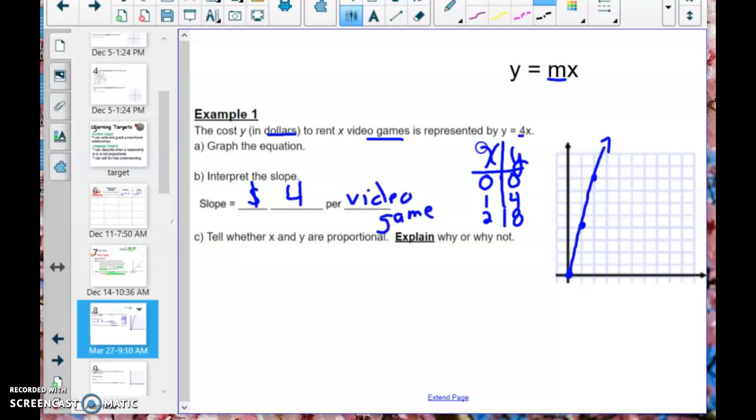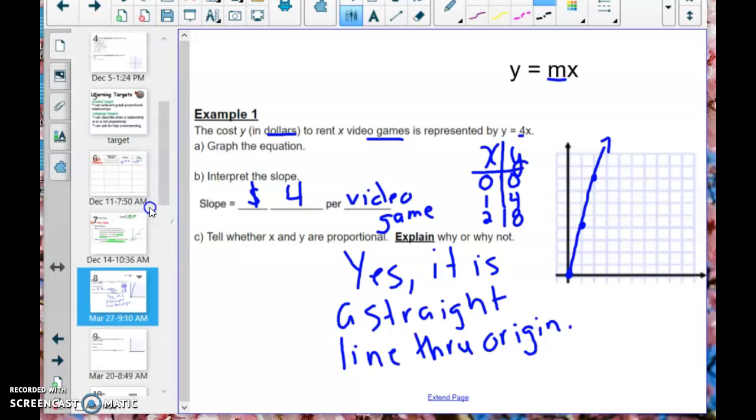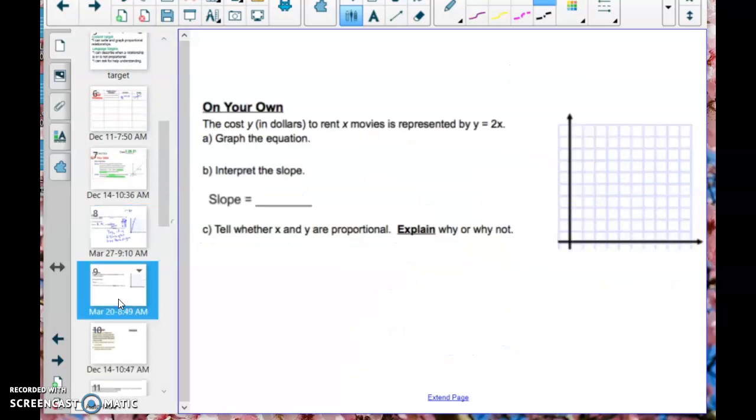Now it says, tell whether x and y are proportional. Well, if you notice, this is a straight line that goes through the origin. So I would say, yes, it is a straight line through the origin, which makes it a proportional relationship. Every video game that you rent will cost $4. That is a constant that is always going to be true for that equation. You can pause the video and do this one on your own.